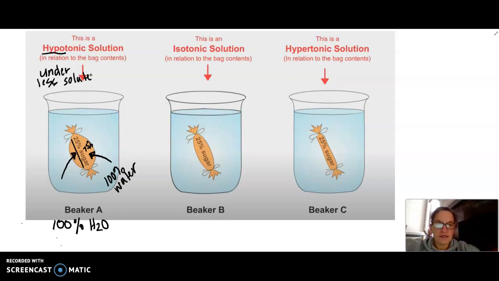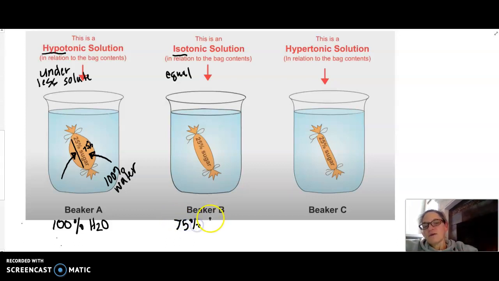All right, in the middle, we have an isotonic. Iso means equal. And this is actually the goal for all cells in their solutions to reach where they're equal, where they're the same. So we would want to put our cells in an isotonic solution. The beaker then, I would know that the beaker, the solution, is 75% water, 25% sugar.